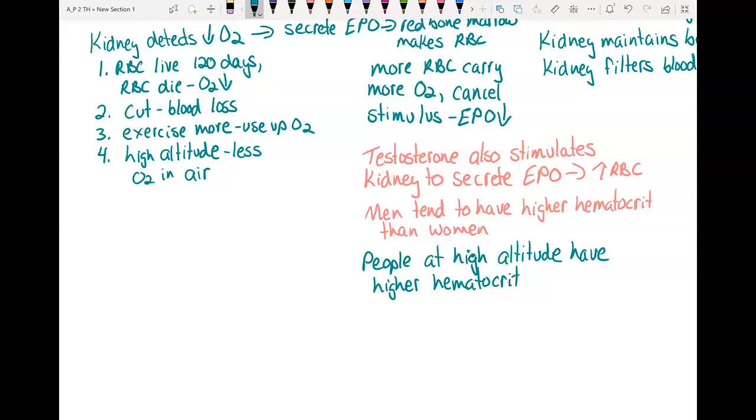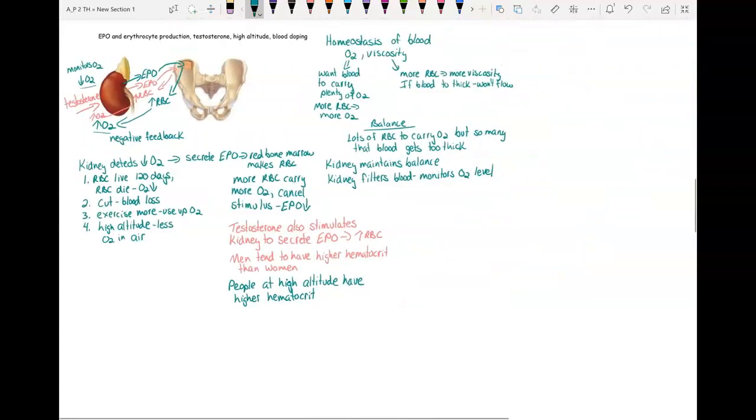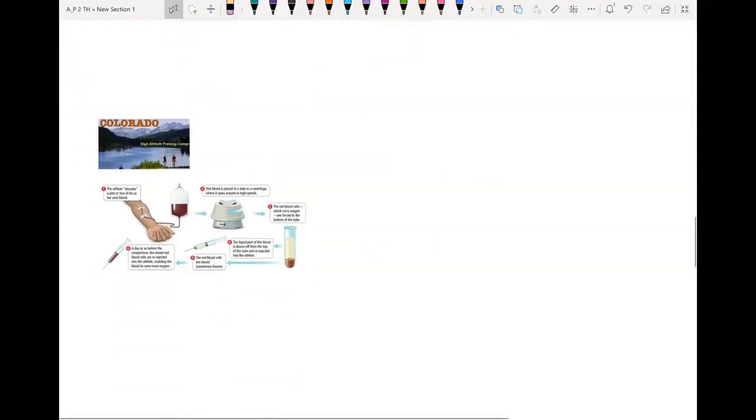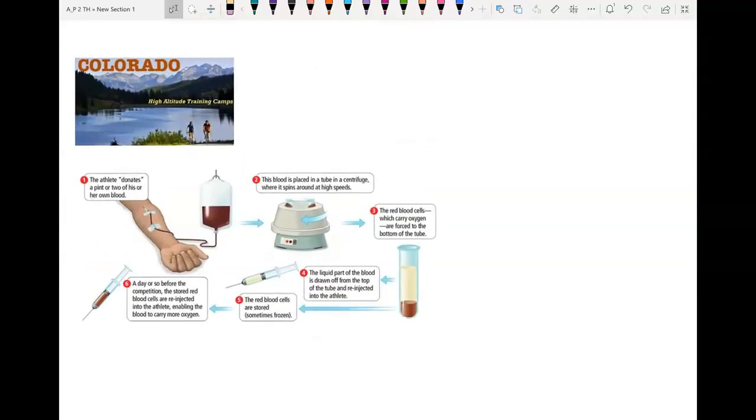At high altitude, there's less oxygen in the air, so your body has to compensate by having more red blood cells. Okay, so this process of the EPO stimulating bone marrow to make red blood cells, which affects how much oxygen you can carry, is used and manipulated. Athletes want to have lots of oxygen.